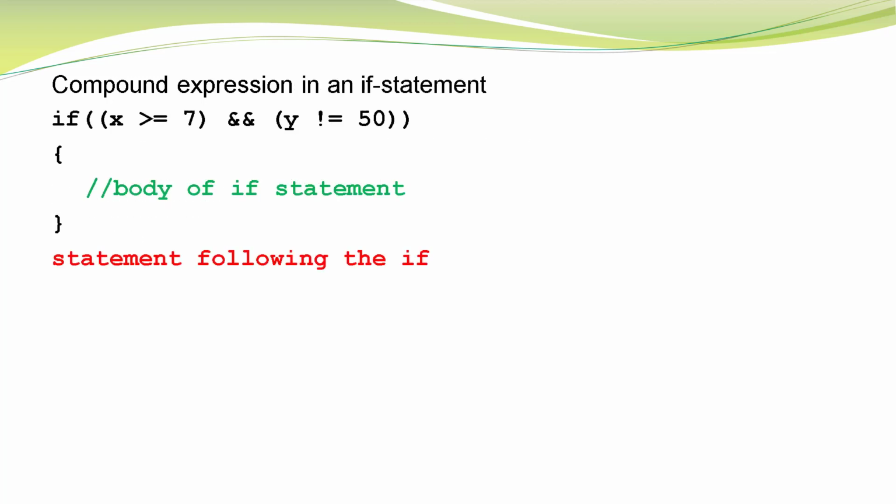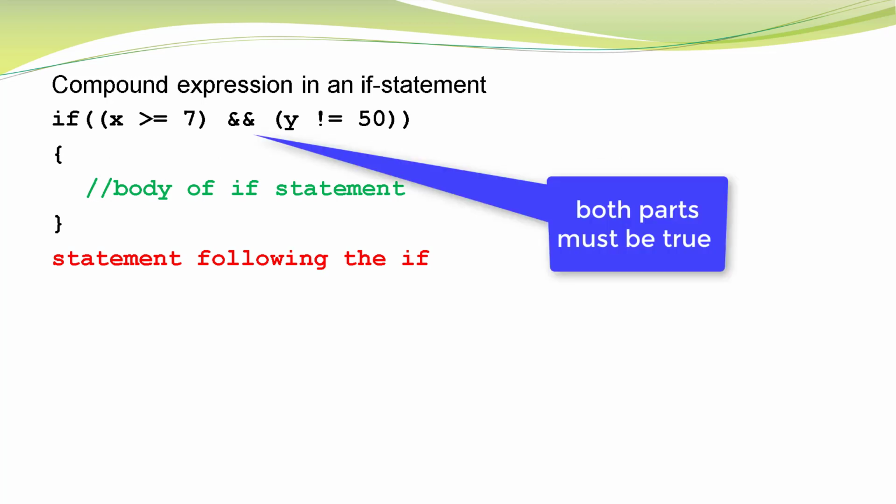Let's start with this one. First off, the logical operator here is an AND, which means for the if statement to be true, x has to be at least as big as 7, and at the same time, y can't be equal to 50.